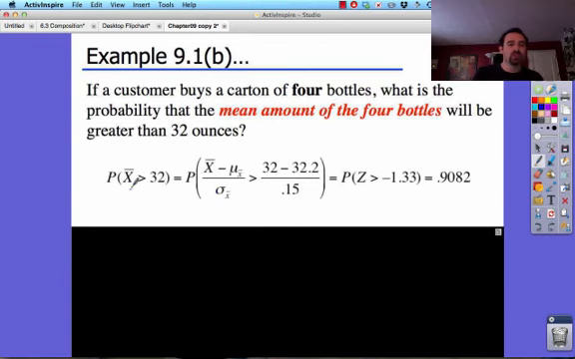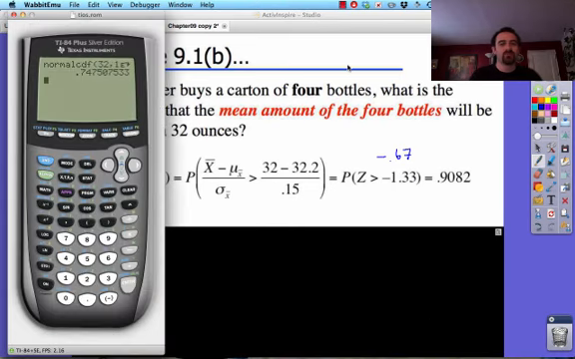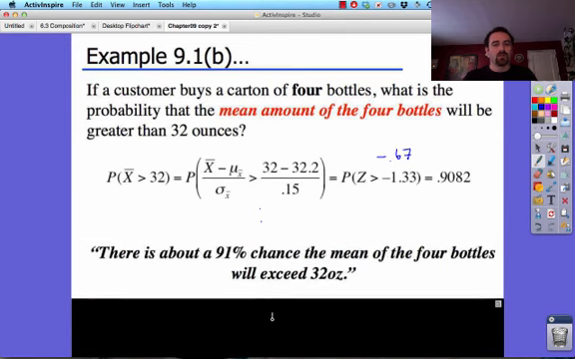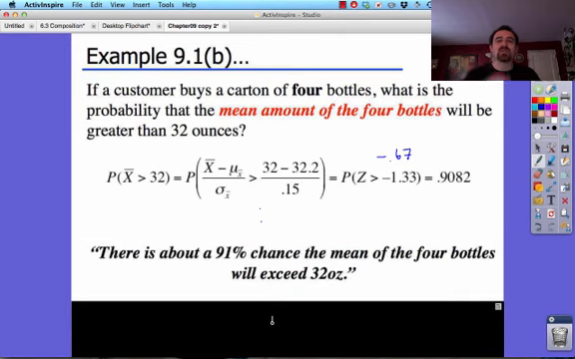Okay, so we're looking for the chance that x bar is bigger than 32, and now we do the same thing. Instead of a z-score of negative 0.67 as we had before, we end up with a z-score of negative 1.33. And again, if we go back to normal CDF, we do the same thing, but now with the new standard deviation, because that's really the only thing that's changed. The variability from 4-pack to 4-pack is different. Now we get 0.9082, which says that there's a 91% chance that the average of a 4-pack will exceed 32 ounces.